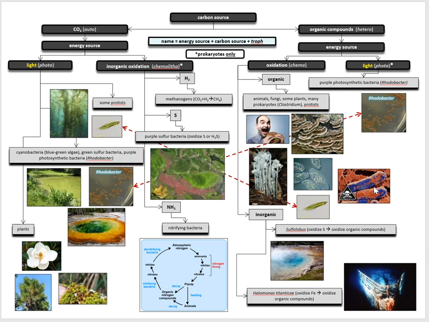See the dude up above eating a burger? That's you. You are oxidizing the carbon compound to get energy from it. This organism that's living on the Titanic's iron is oxidizing the iron and then using the energy from that to oxidize the organic compound. So, step before.